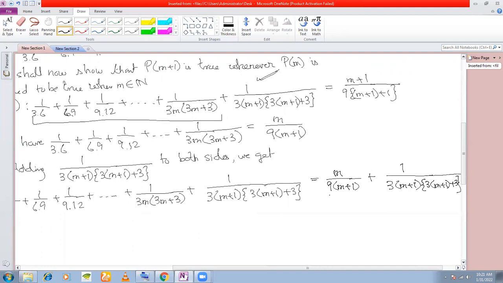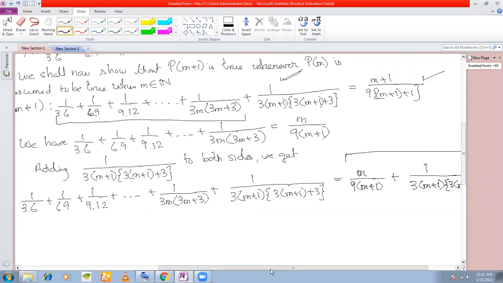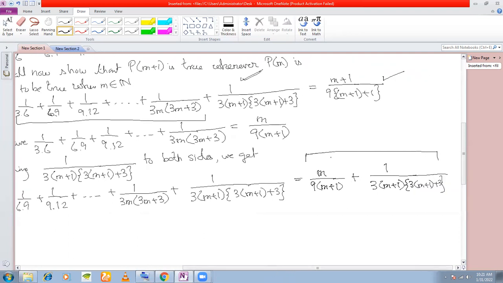Okay. Now what do we have to show here? You have to show that the sum of these two must be equal to this, right? Because assuming Pm, we have to prove Pm plus 1, isn't it? So you have to show that these two is nothing but this, because you have already got the left hand side by adding. So you have already accommodated this term by adding this to both sides. Okay. So how to show? We only need to work with the right hand side, because left hand side we have already made equal.